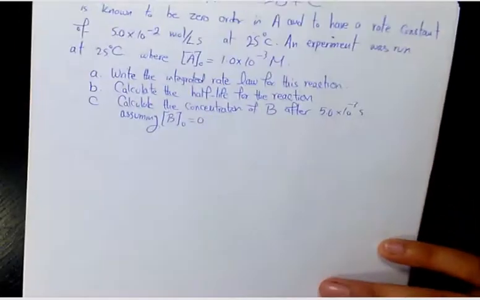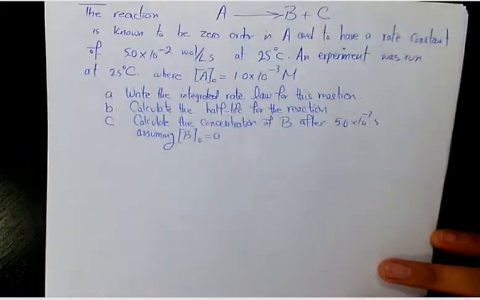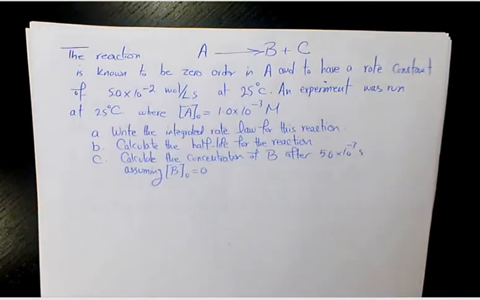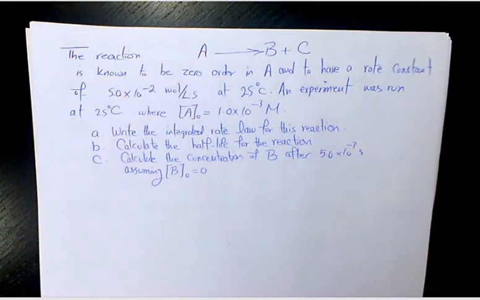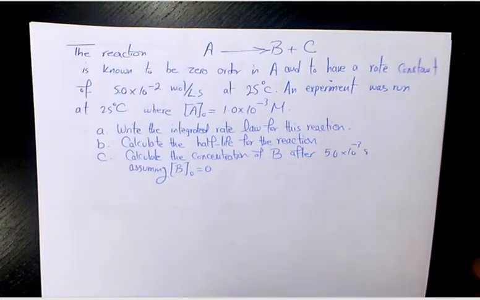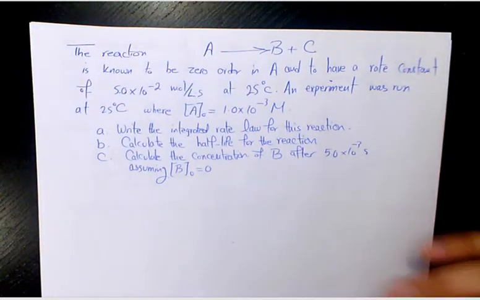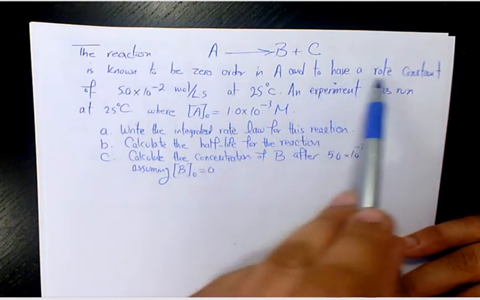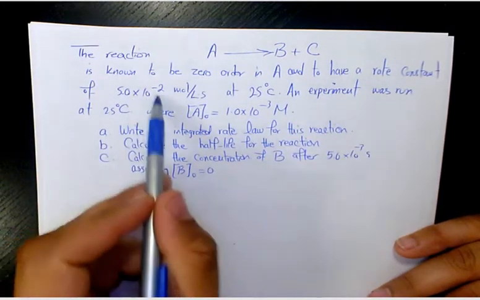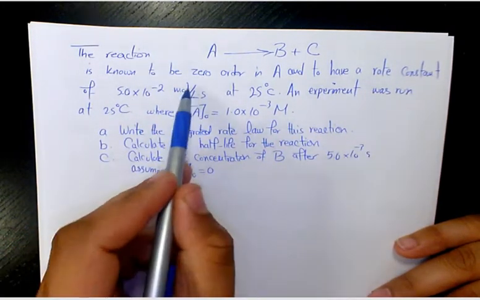Let's see some examples. First one, it says the reaction A gives B plus C is known to be zero order in A and to have a rate constant of 5 times 10 to the power of negative 2 mole per liter per second.